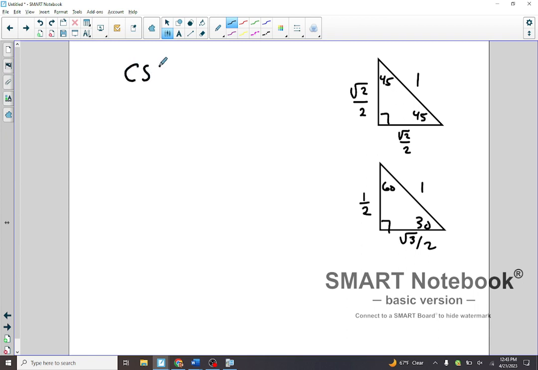Evaluate cosecant of pi over 3. So cosecant is the reciprocal of sine. So if sine is opposite over hypotenuse, cosecant is hypotenuse over opposite.